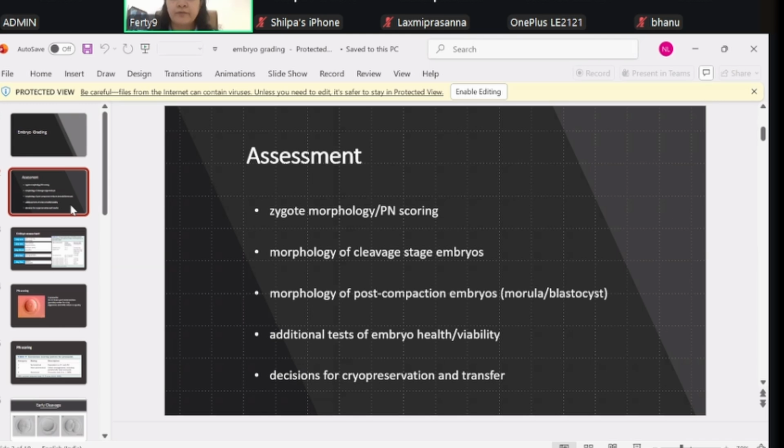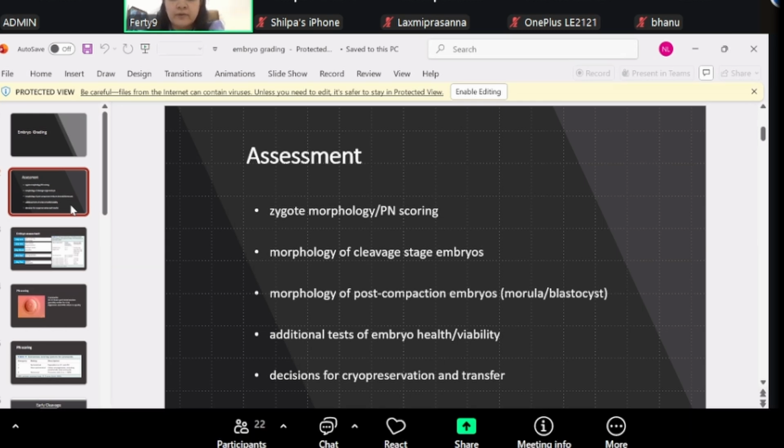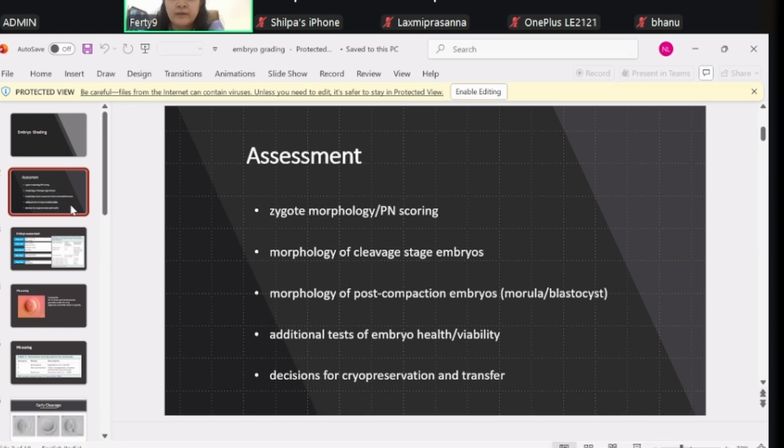After intracytoplasmic sperm injection, the next day, 16 to 18 hours, we will see the pronuclei formation. Then followed by day 2, where we see the cleavage stage embryos. Then day 4, that is morphology of post-compaction embryos. We call it morula or blastocyst. Then we can also do additional tests for knowing the embryo viability and embryo health, and also the final fate of the embryo, that is whether it is going to cryopreservation or embryo transfer.